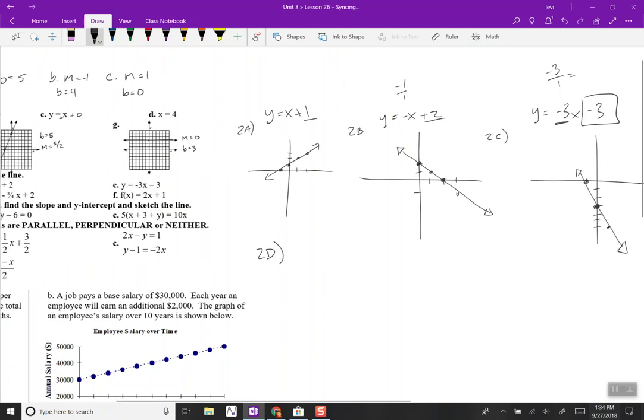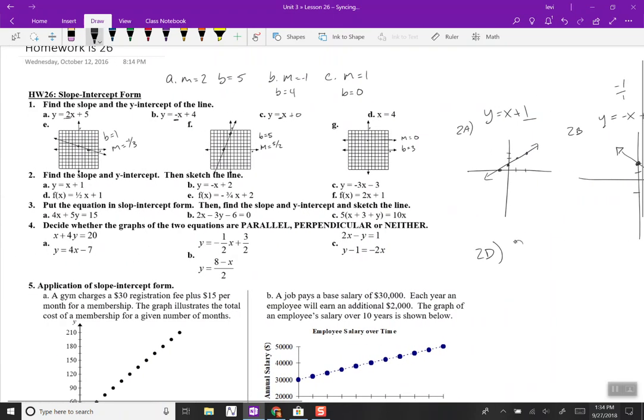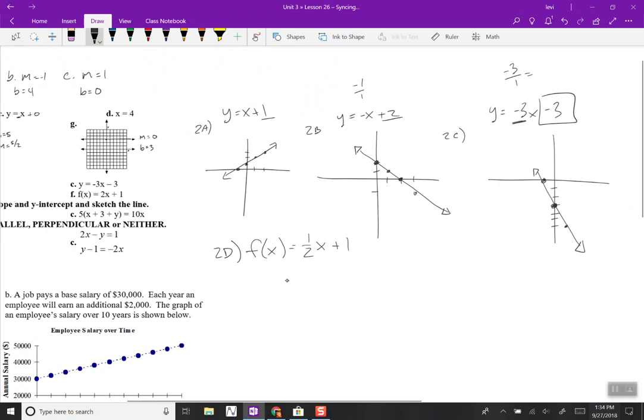To D is f of x equals 1/2 x plus 1. So what's our y-intercept is 1. So there's our point. And then 1/2 means we're going to go up 1 over 2. So up 1, right 2. Up 1, right 2 again. And if we're going the other direction, we're going to go down 1 and left 2. And there's our line for that one.